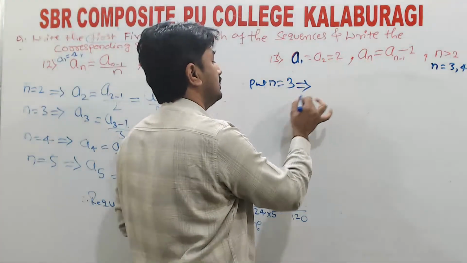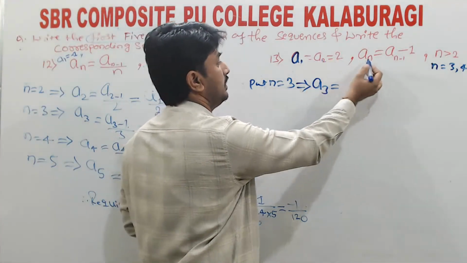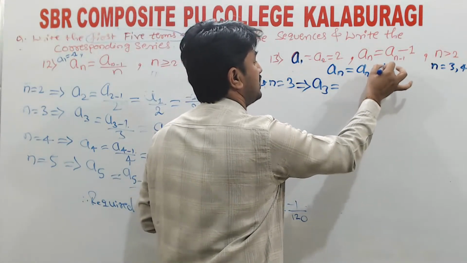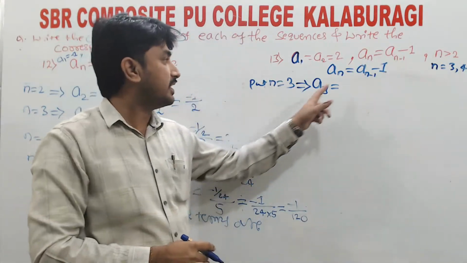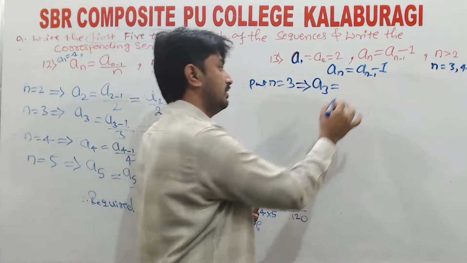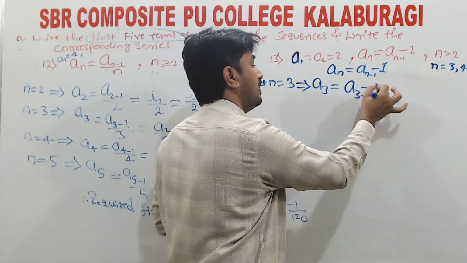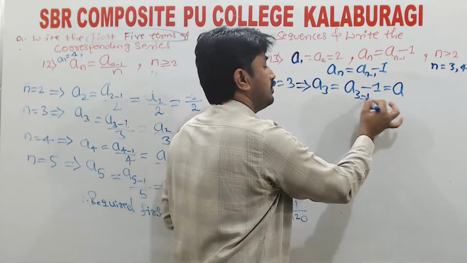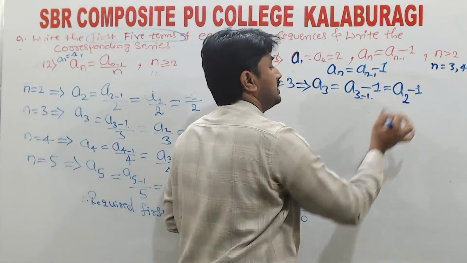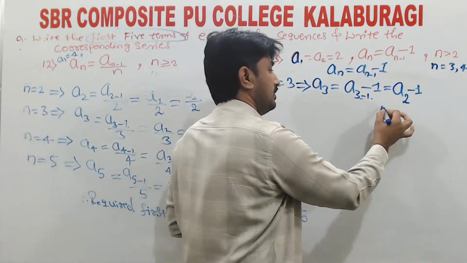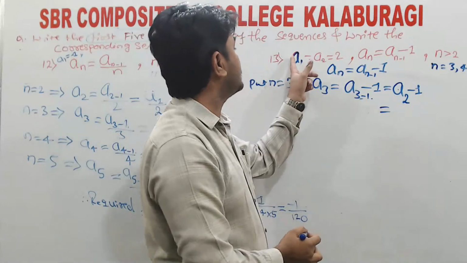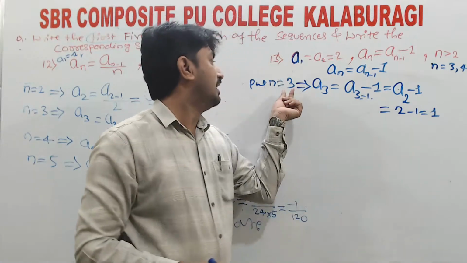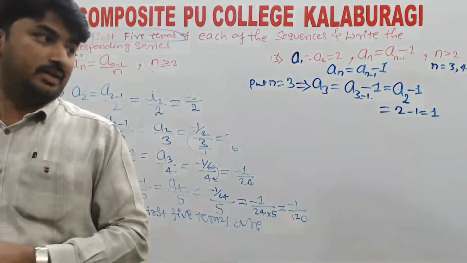Here the third term is equal to, the given condition is a_n equal to a_(n minus 1) minus 1. In place of n, I am taking 3. a3 is equal to a_(3 minus 1) minus 1, which is a2 minus 1. The second term value is 2, so 2 minus 1 is 1. It means the third term value is 1.